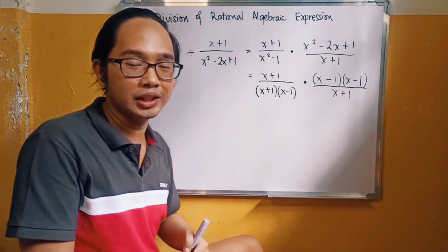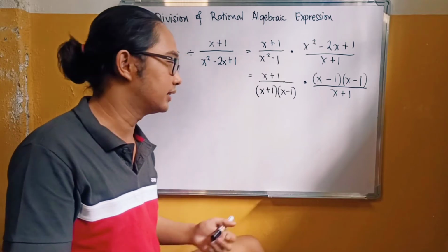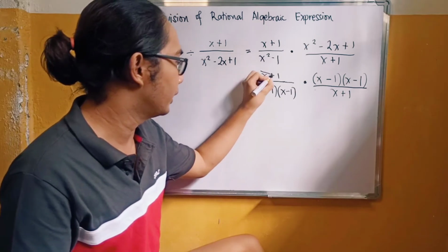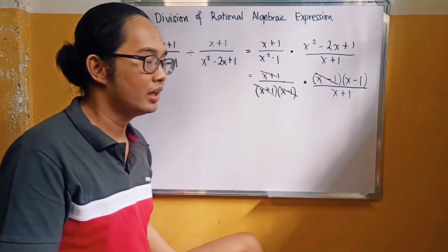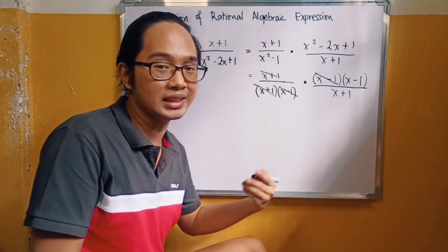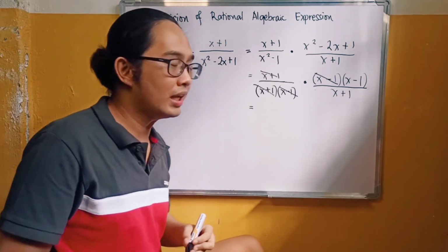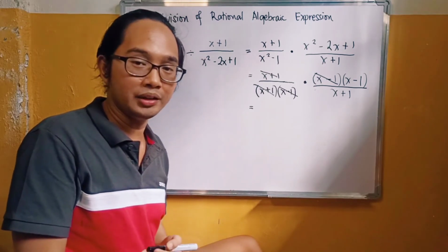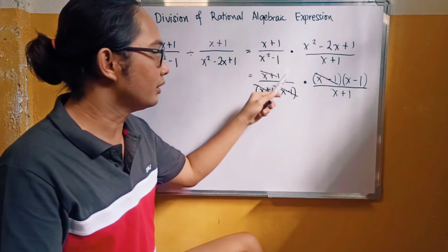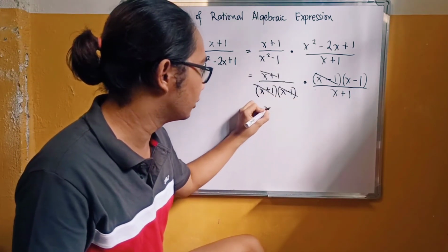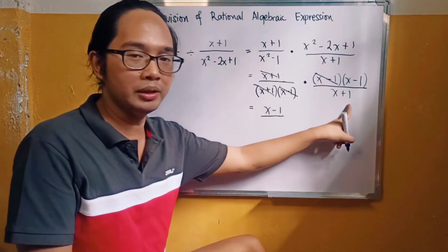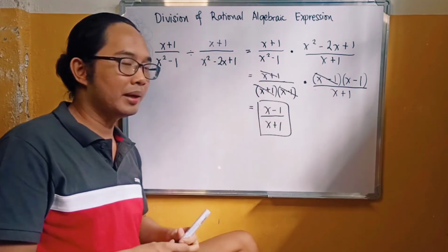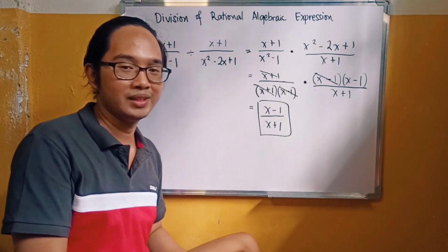Then, i-cancel out na natin yung mga factors na pwede nating i-cancel. So, sino dito ang pwedeng i-cancel natin? Si x plus 1, si x minus 1. Kapag maka-cancel, isa sa numerator at isa sa denominator. Kung wala na tayong pwedeng i-cancel out, pwede na nating i-multiply yung ating mga remaining factors. 1 times x minus 1 is x minus 1. Over 1 multiplied by x plus 1 is x plus 1. Therefore, the final answer is x minus 1 over x plus 1.